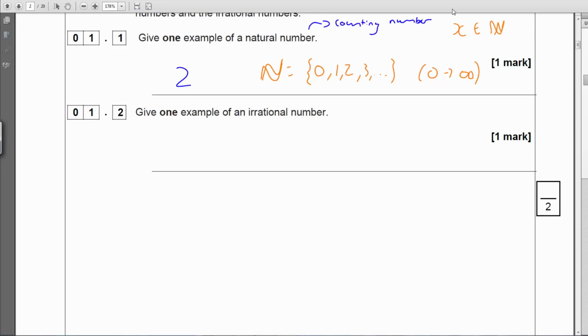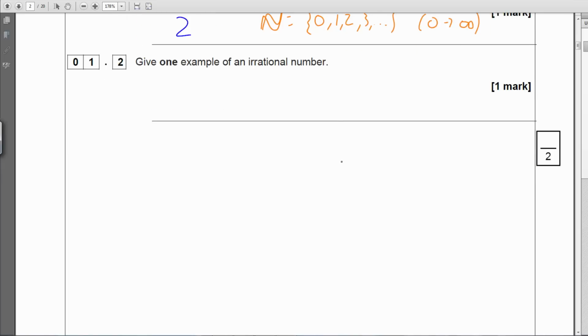So the next question is asking for one example of an irrational number, so the same kind of theme. So an irrational number, I guess maybe we should define what a rational number is. Or no, we'll just say, an irrational number is a number that cannot be written as a ratio of 2 integers. So cannot.